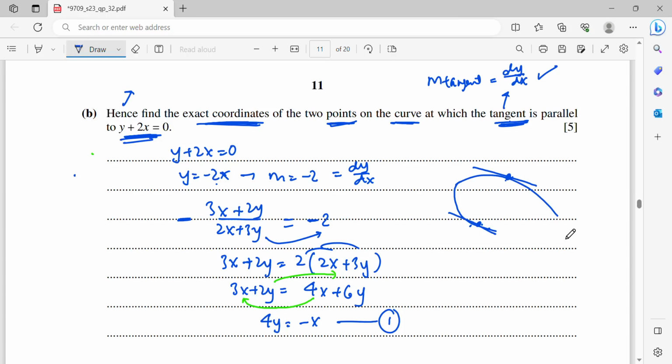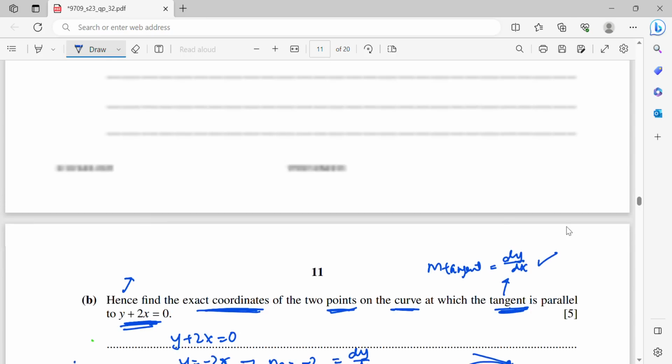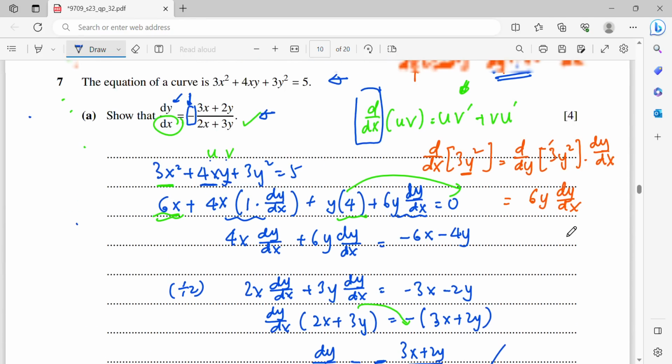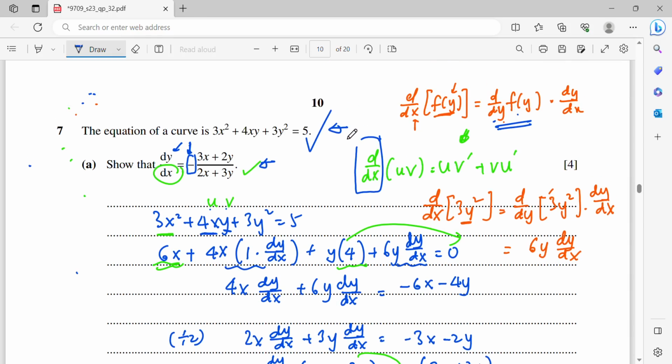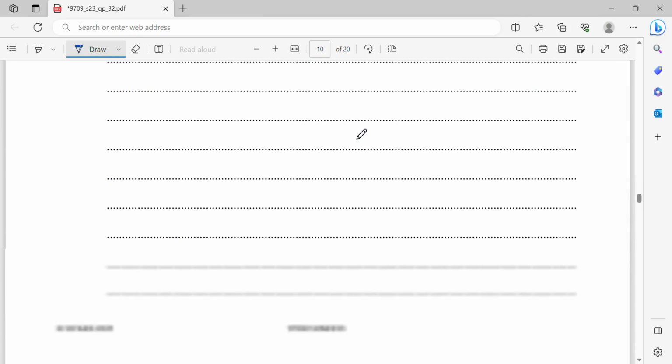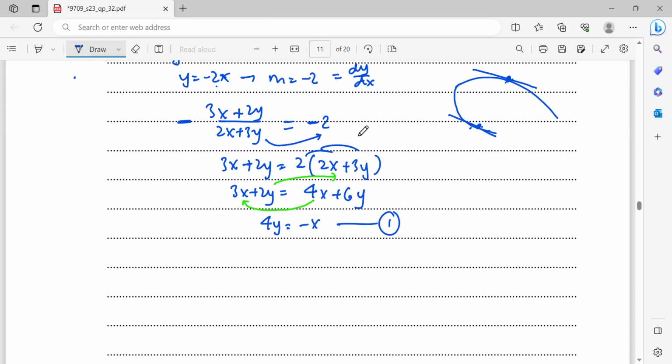also the curve. Now, by referring back to the curve equation, alright, so I will rewrite this and later I need to solve the simultaneous equation. So, my curve equation, it will be 3x squared plus 4xy plus 3y squared equals to 5. This is my second equation.